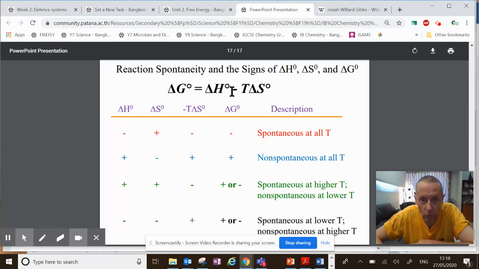We want a small minus T delta S. So we want a low temperature value here. So at low temperatures, a small value of T, minus T delta S is going to give us a small positive number. And provided that it's smaller than the magnitude of the negative number here, it can still be negative overall. So at low temperatures, we would still end up with a negative delta G, and it would be spontaneous.